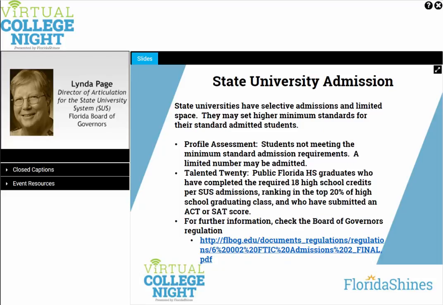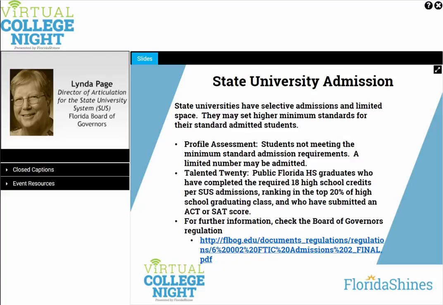Okay. As noted, the majority of students are admitted through the process that was just described, which is the standard admission. And a very limited number of students who don't meet these standards are admitted as profile assessment students. These students may be admitted if, in the judgment of the appropriate university committee, there is sufficient evidence that the student can be expected to succeed at the institution.